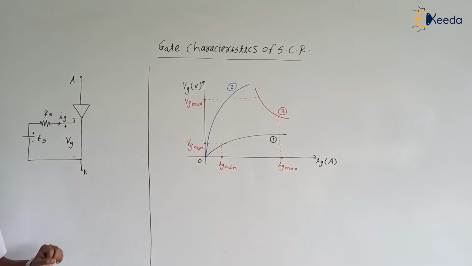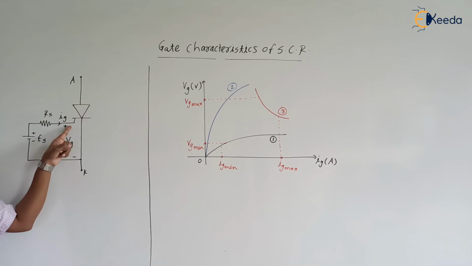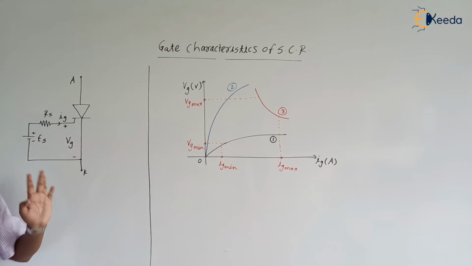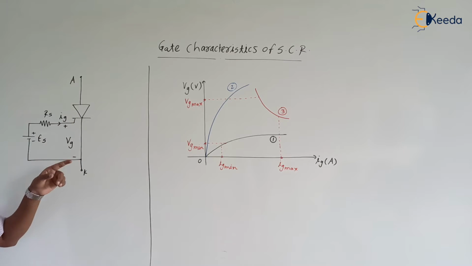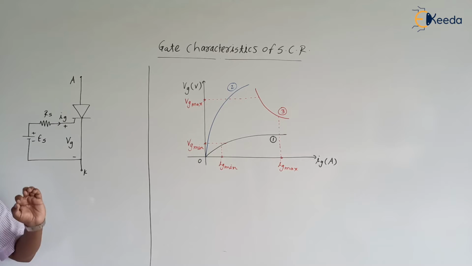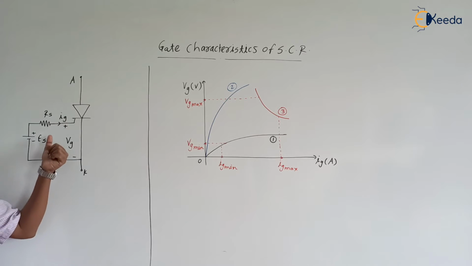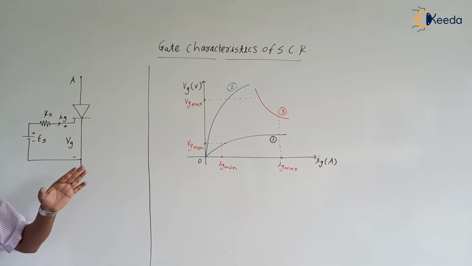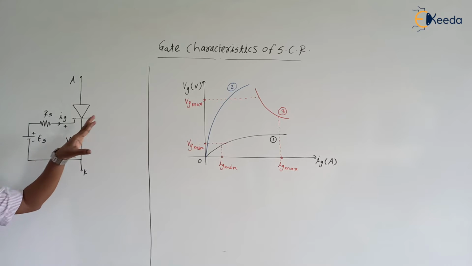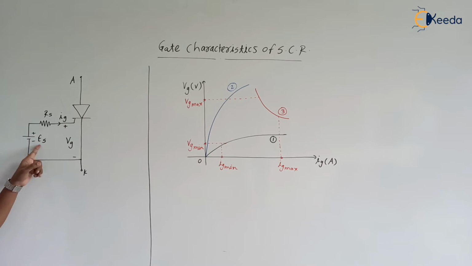So here we are having the circuit diagram for the gate characteristic of SCR. Same SCR symbol, we are having anode, cathode and gate. As I said, this characteristic is a plot between Vg versus Ig, and it gives the safer operating region for the gate cathode circuitry. Means what should be the values of Vg and Ig one can select to use this SCR without any problem. So that's why this characteristic is used.